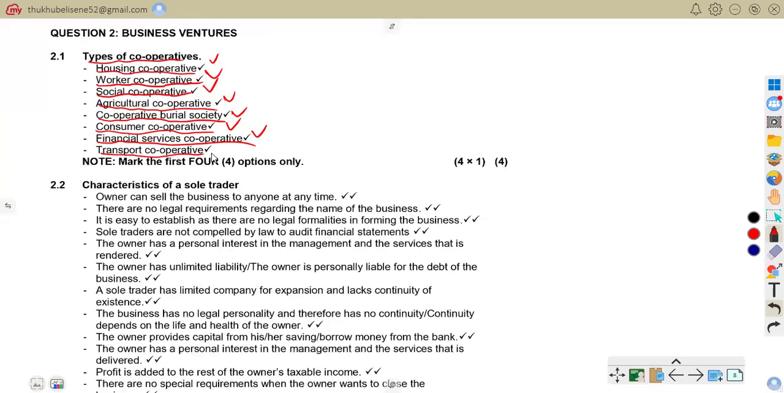Also, you have transport cooperative. A transport cooperative provides affordable and reliable transport service to its members or community. Example, taxi or bus drivers forming a cooperative to share vehicles and profits. So that is that.